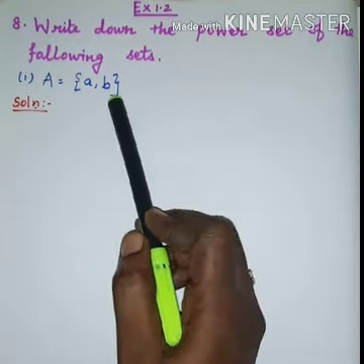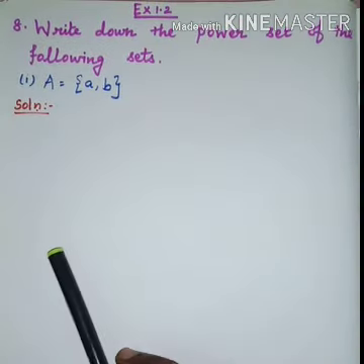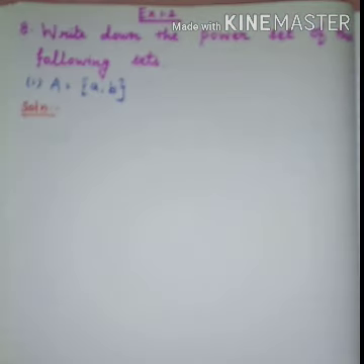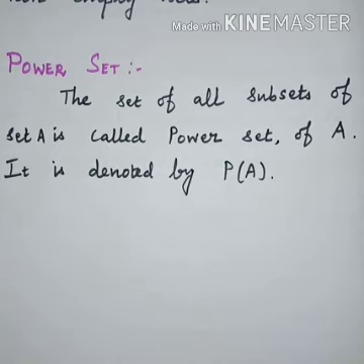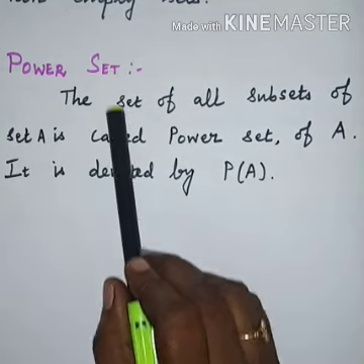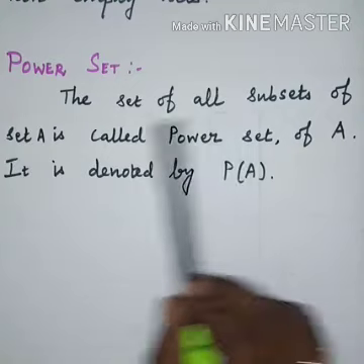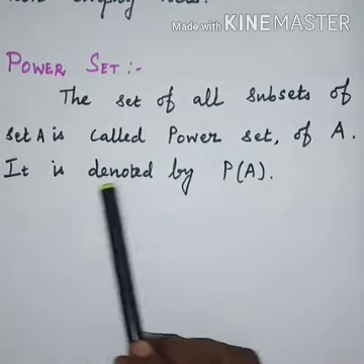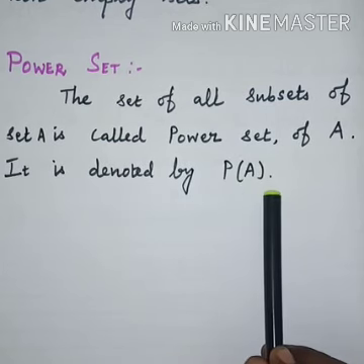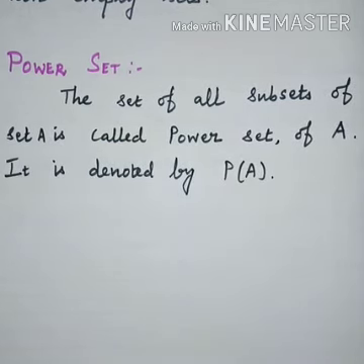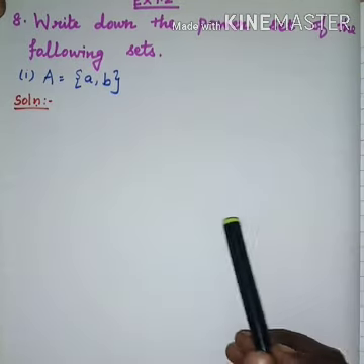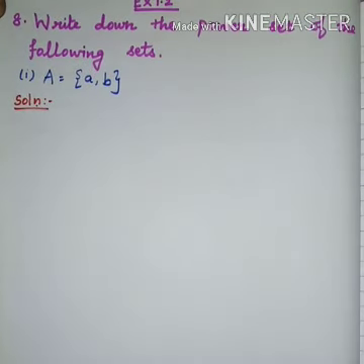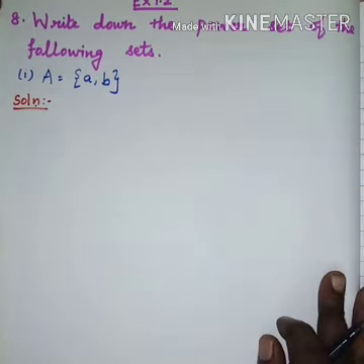Before entering into the sum, we are going to see the definition of power set. The set of all subsets of set A is called the power set of A. It is denoted by P(A). So we have to write the subsets first.